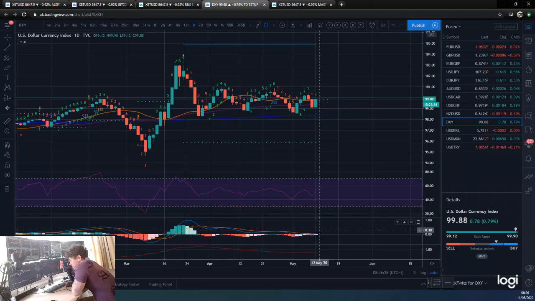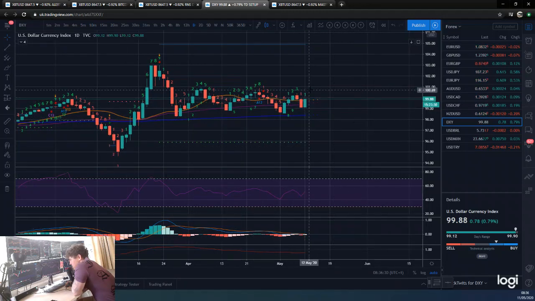MACD coming from a slightly bearish posture. RSI starting to move up. Yeah, we could start to move up here if we get a green 2 trading above the green 1. Yeah, maybe look to move up.